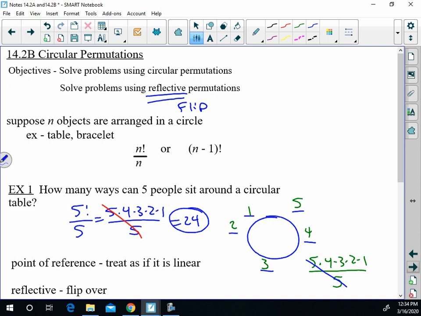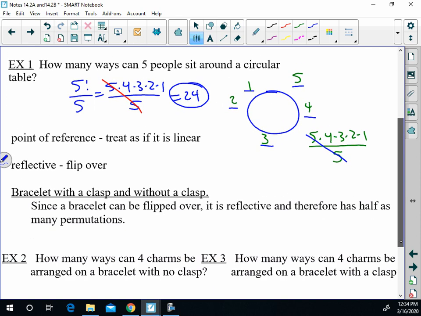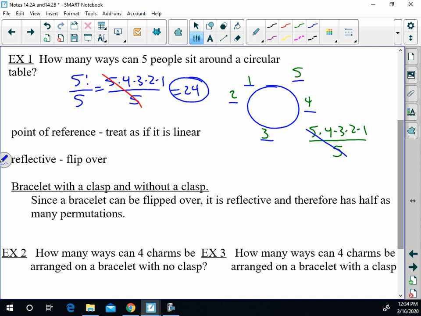All right, next. We sometimes have a point of reference, such as the people are seated at a table next to a door, next to a window, or this is person number 1. When that's the case, we're going to take the circle apart and treat it as if it's linear. And then sometimes, depending on if it's a bracelet or a necklace or a keychain, we might flip it over, because you could see the same pattern front and back, upside down, backwards, but you're not allowed to flip over people. They sit at the table on chairs. All right, so let's take a look at these 2 examples here.